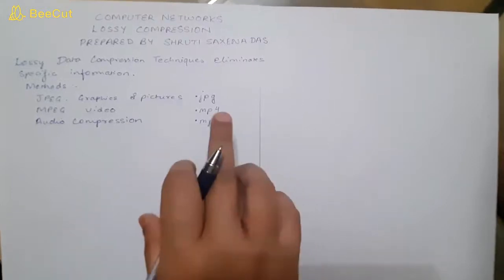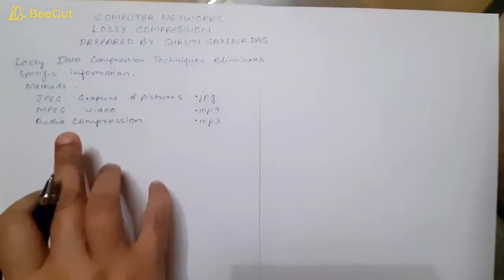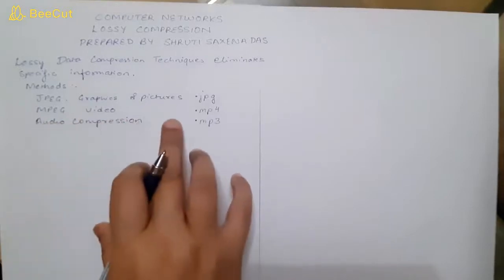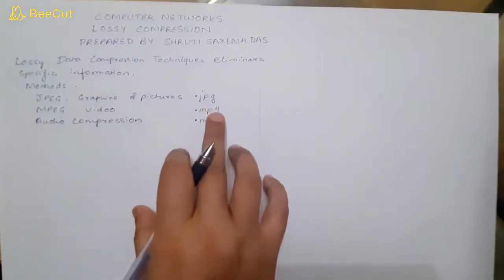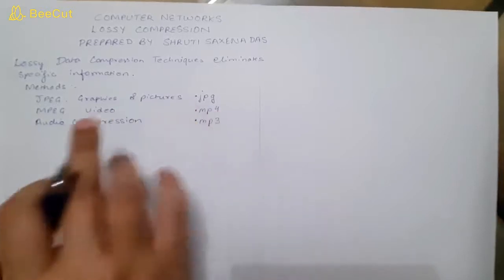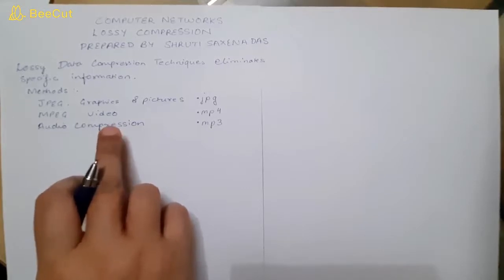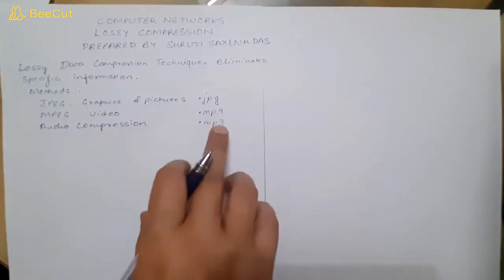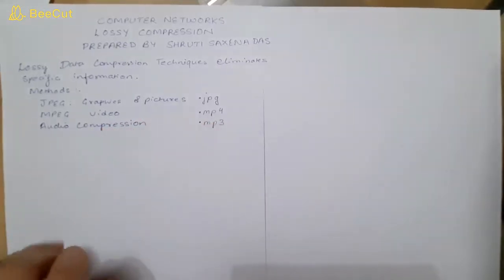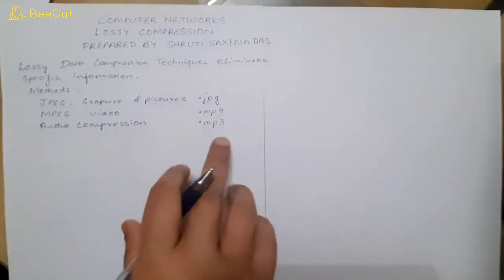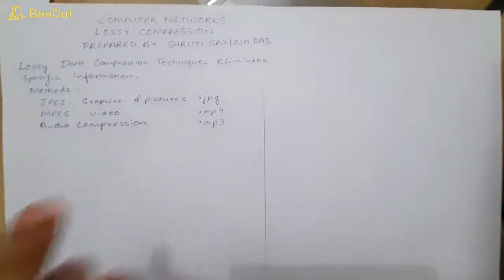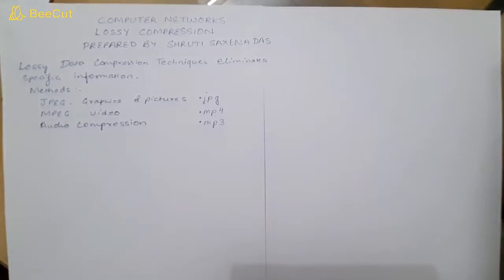So we have some extensions. JPG is used for compressing graphics and pictures, and the extension used is .jpg. MPG is used for video compression, and the extension used is .mp4. For audio, the extension used is .mp3. Okay, so we'll start with the methods.